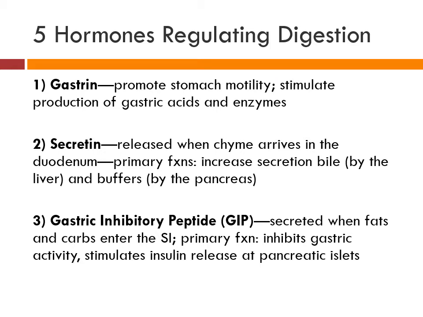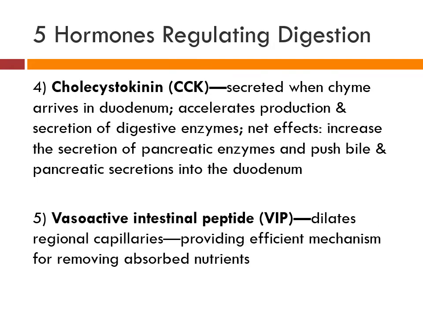Gastric inhibitory peptide is secreted when fats and carbs enter the small intestine. Primary function is to inhibit gastric activity and stimulate the release of insulin at the pancreatic islets. Cholecystokinin, or CCK, is secreted when chyme arrives at the duodenum. It accelerates the production and secretion of digestive enzymes. It also stimulates gallbladder contraction, so more bile is going to get ejected into the duodenum.